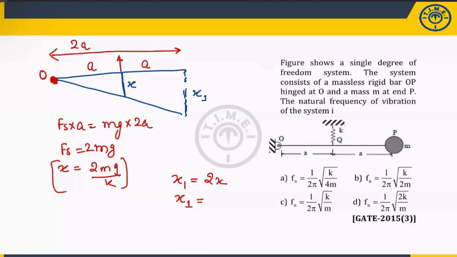Okay. If you want, just take the tan theta value. This is theta for this triangle also. For this triangle also, theta is constant. So tan theta is perpendicular by base. That is, x by a is equal to x1 by 2a. Okay.